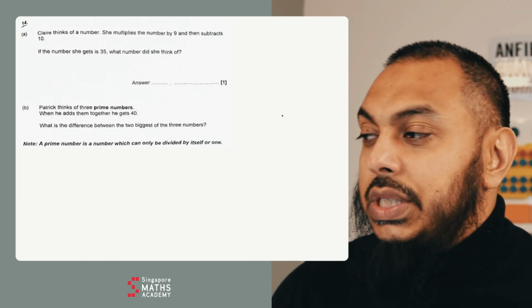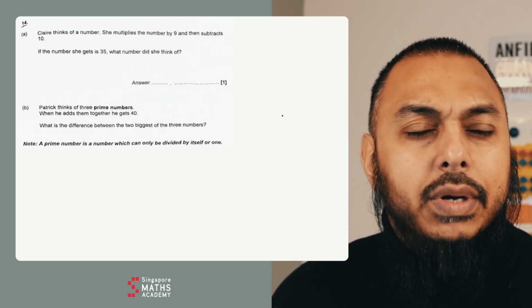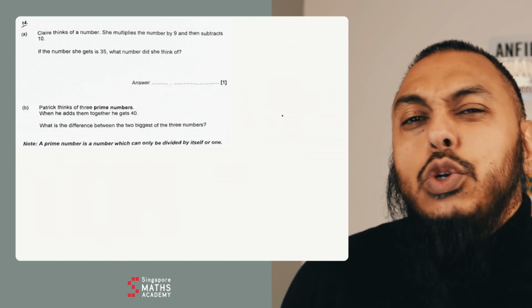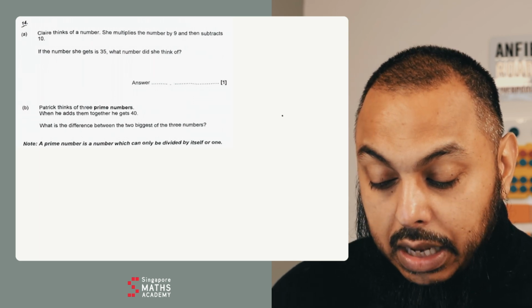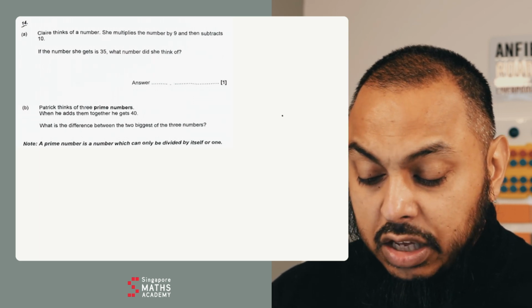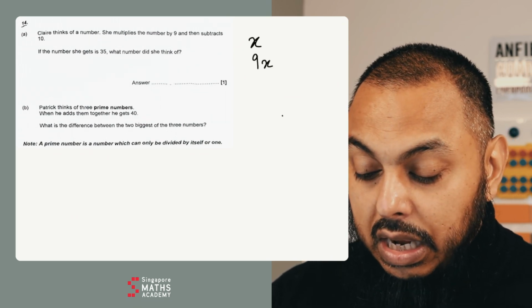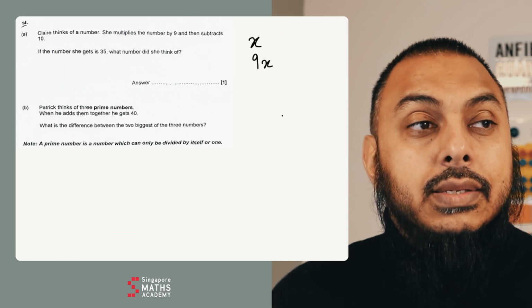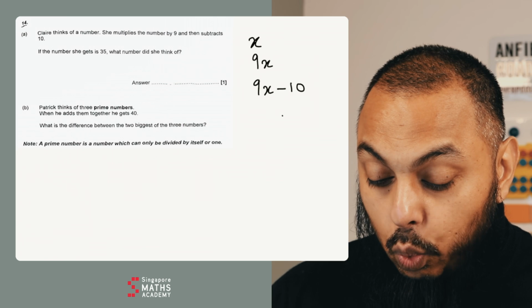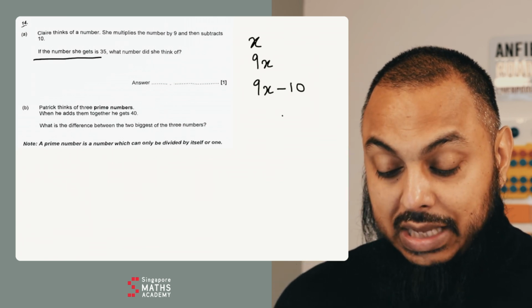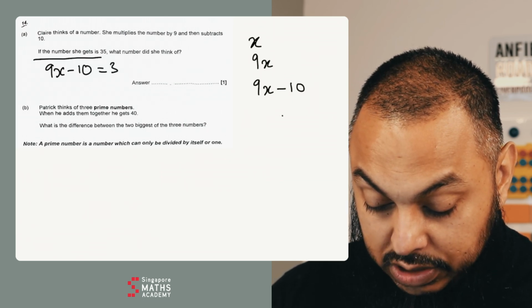So question 14 is one of those questions where you have to think of a number. So normally with this type of question, I use algebra. So when it says Claire thinks of a number, she multiplies the number by 9 and then subtracts 10. Thinking of a number, that number could be x. When she multiplies it by 9, 9 times x is written as 9x. And then she takes away 10, so it'd be 9x, take away 10. We're told that the number she gets when she does that is 35. So 9x, take away 10 equals 35.